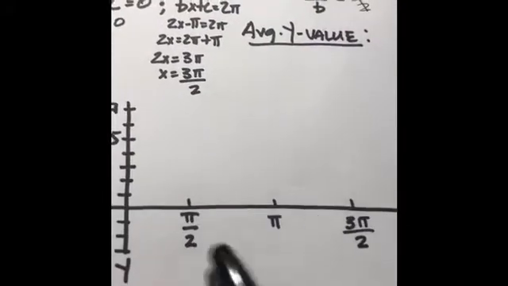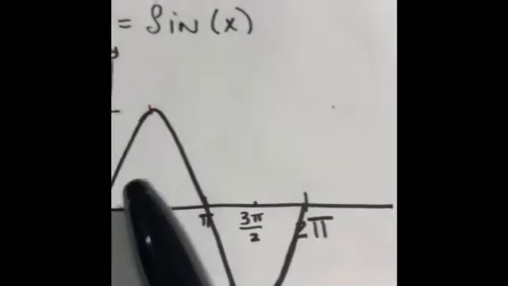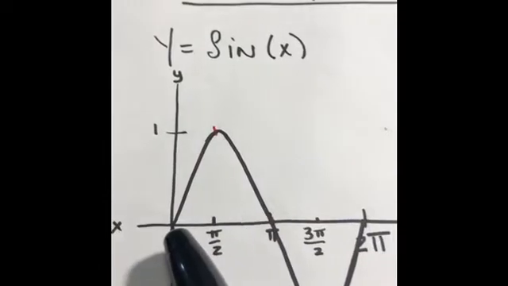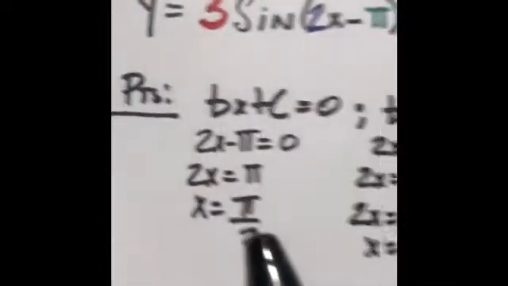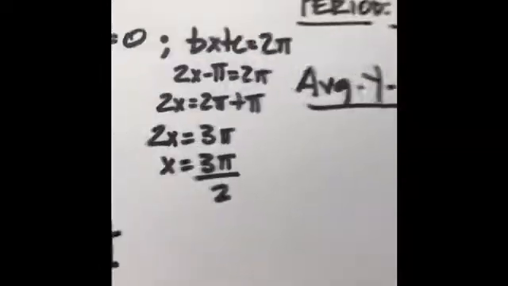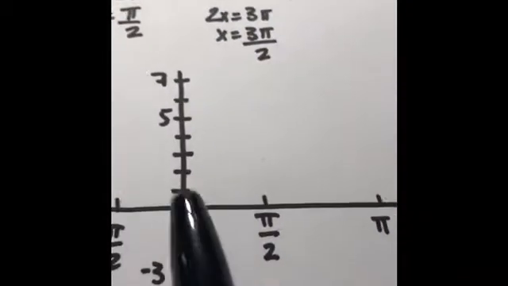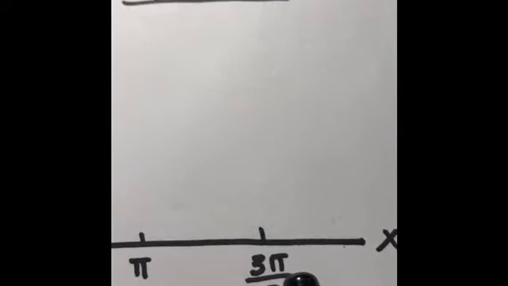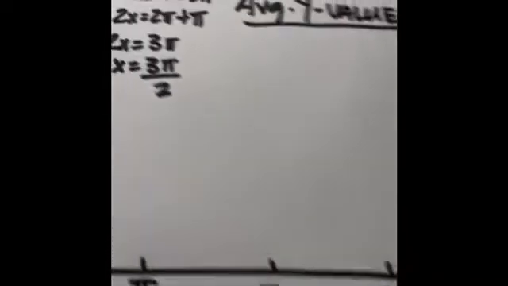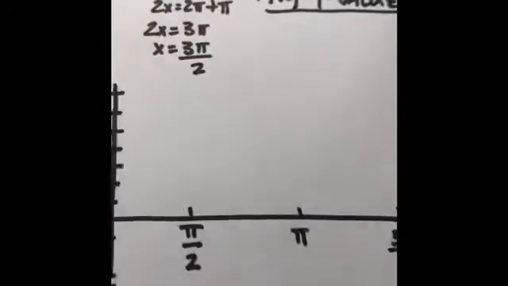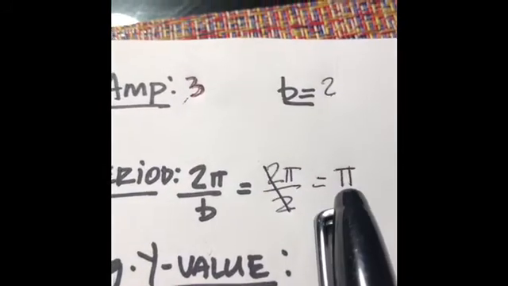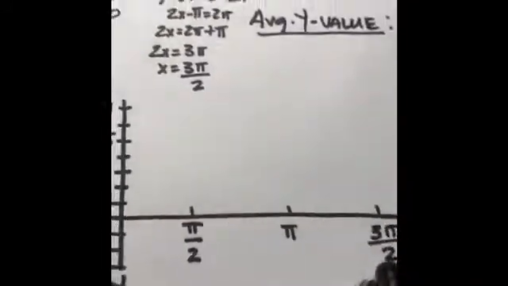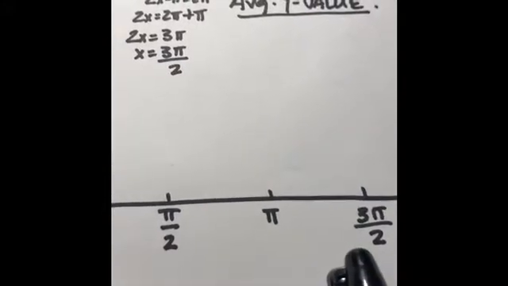This means that my graph does not start from 0 like the original one, but it is shifted pi over 2 units to the right from the original graph. I am shifting my graph from the origin pi over 2 units to the right. And it is going to be ending at 3 pi over 2. So from pi over 2 to 3 pi over 2, it's 1 pi, it's 1 unit of pi. So that's why my period is 1 pi.